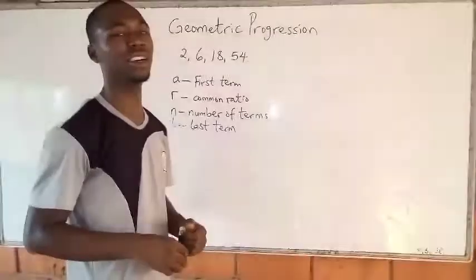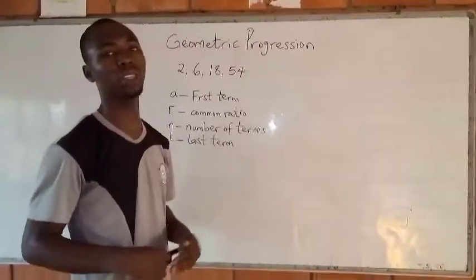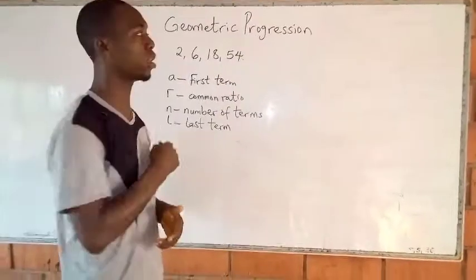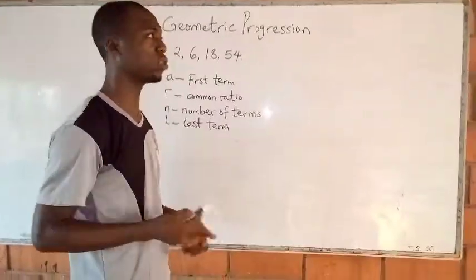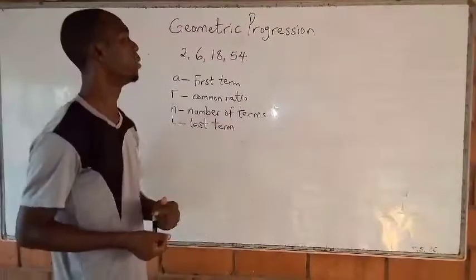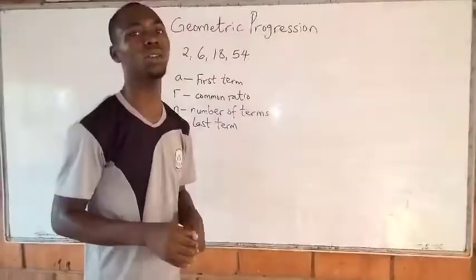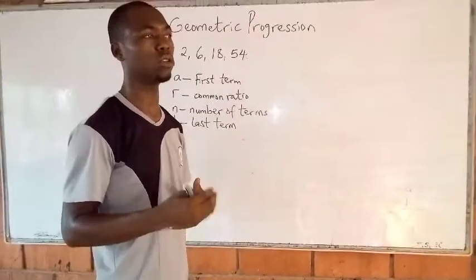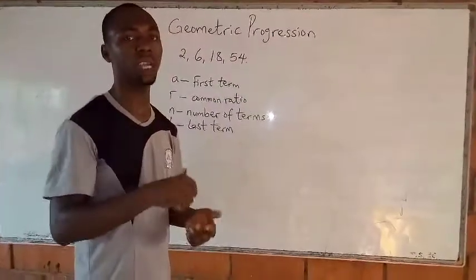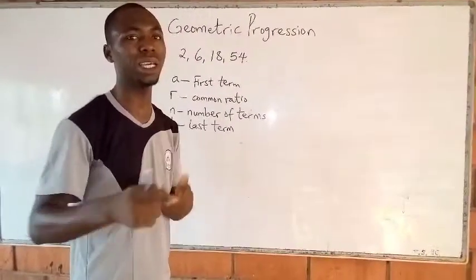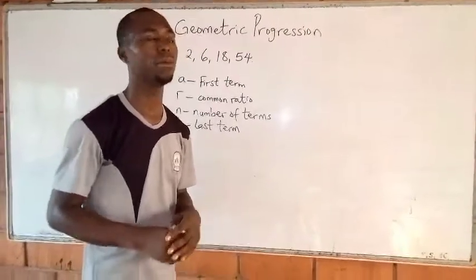This is on geometric progression. Previously, we talked about arithmetic progression. So this is geometric progression. This is when you have a sequence of numbers in which you are to multiply each term by a particular number to get the next term.